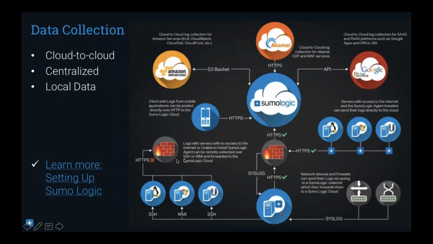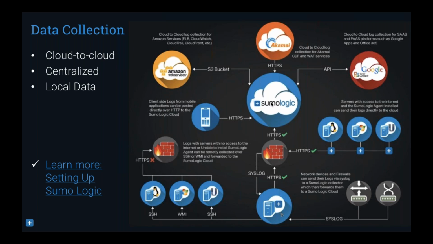So I promised I wasn't going to talk too much about data collection, but there's just a little bit, enough for you guys to understand the context. Data collection can be done cloud to cloud, for example. So if you look at that top half of this diagram, I can get data from AWS, so S3 buckets into Sumo. Perhaps I can do cloud to cloud log collection from Akamai, as you see here. There's also APIs to SaaS and PaaS platforms, for example, Google Apps and Office 365. You could even do an HTTPS post from clients, like say your mobile, into Sumo Logic. So that's cloud-to-cloud integration or cloud-to-cloud collection.